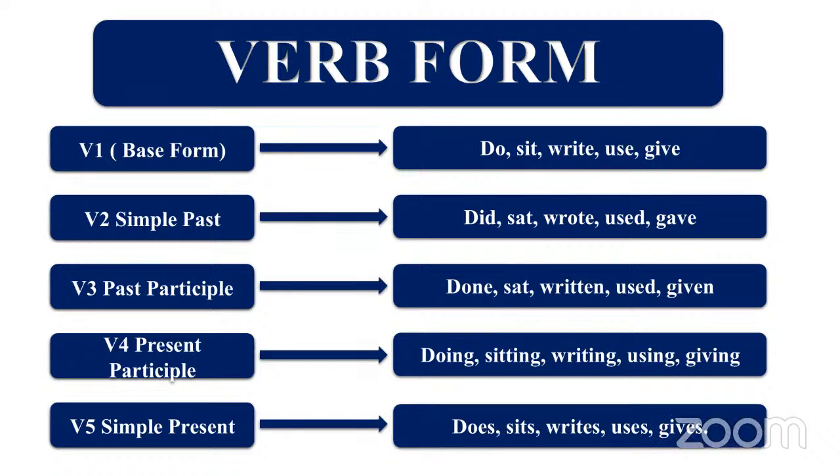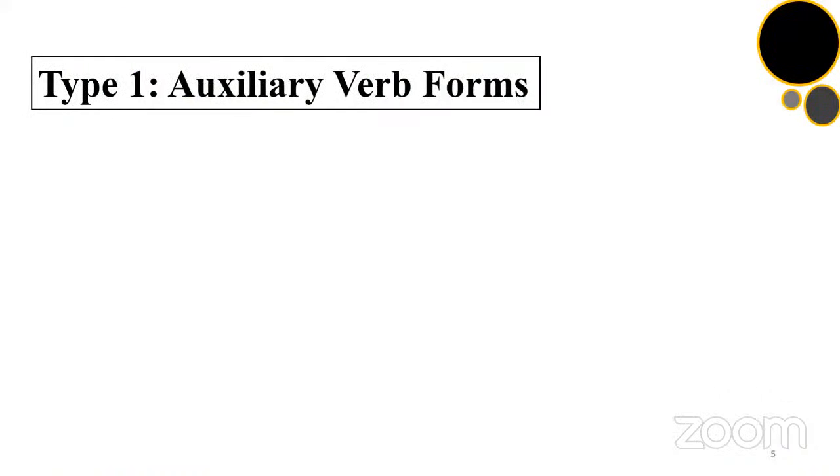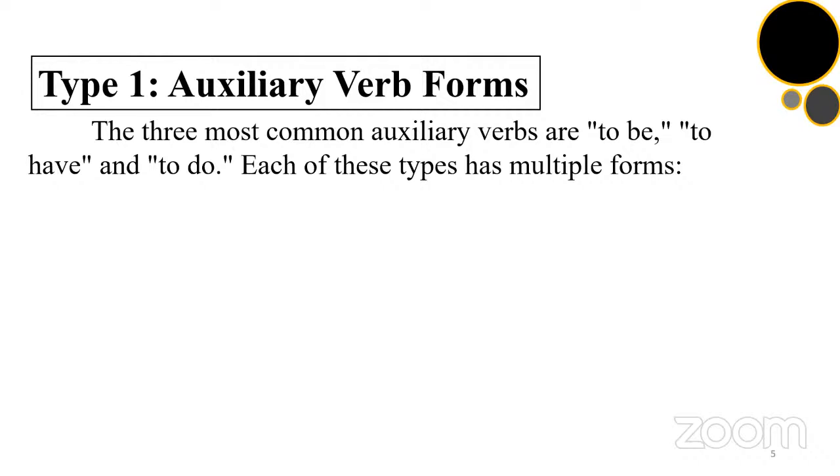Okay, fine. So are you people revising it or not? I don't know. Just hereafter try to revise it. Each day one topic. So next is the type 1 auxiliary verb forms. Do you remember this one? The most common things we are using are be verbs, have verbs, and do verbs.